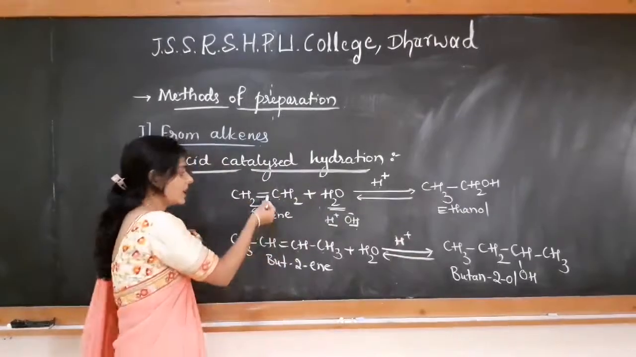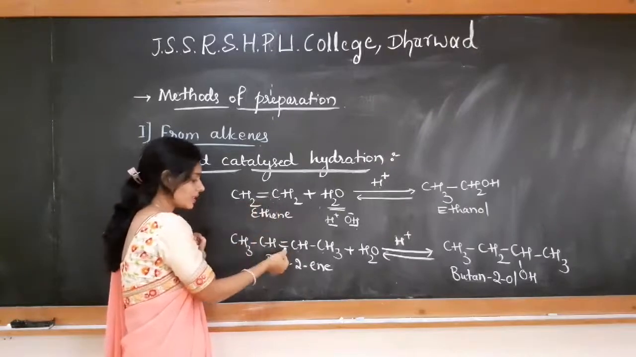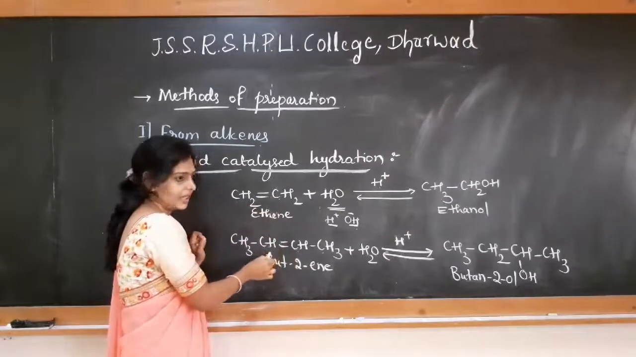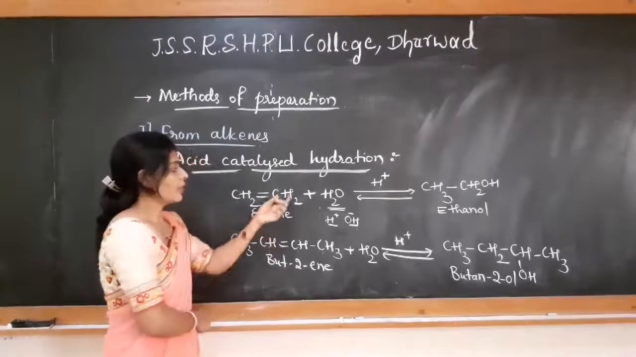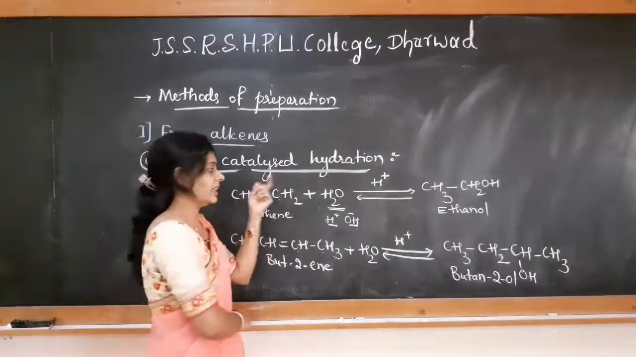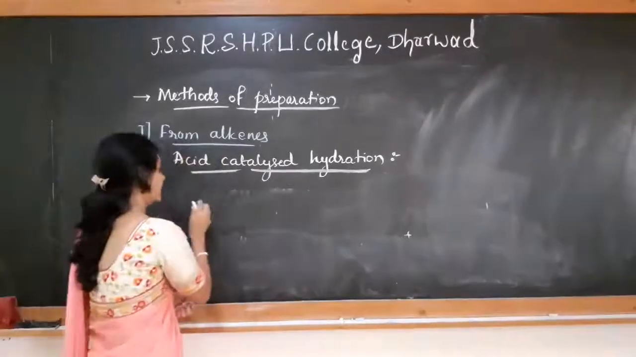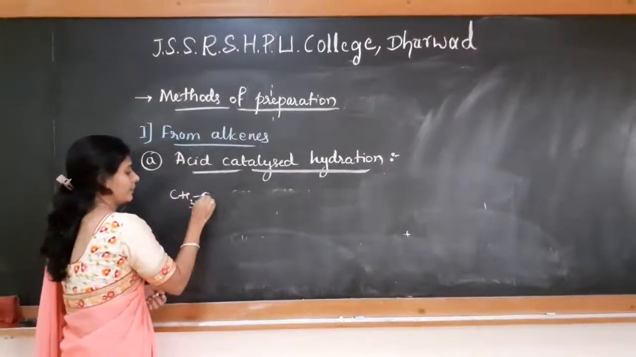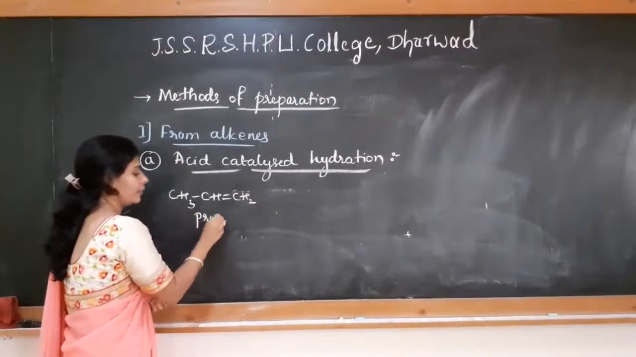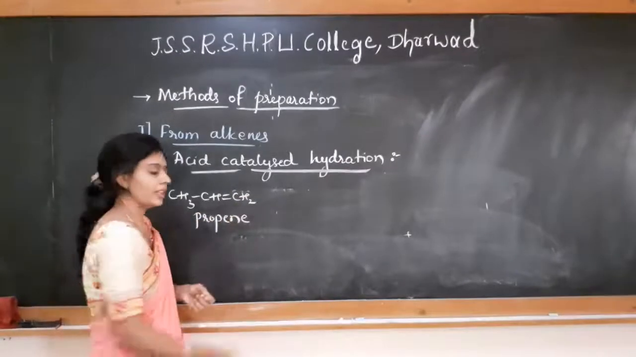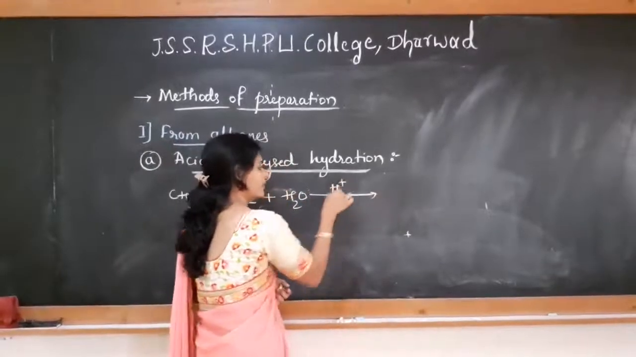So this happens when we have a symmetrical alkene. Symmetrical alkene means across the double bond the same number of carbon atoms are there. What happens if we have an unsymmetrical alkene? In the case of an unsymmetrical alkene, the addition takes place according to Markovnikov's rule. For example, if I have propene, when propene is treated with water in presence of an acid, what happens?